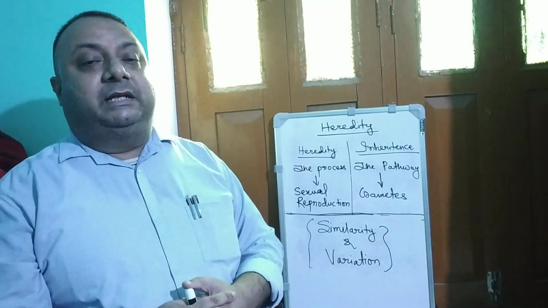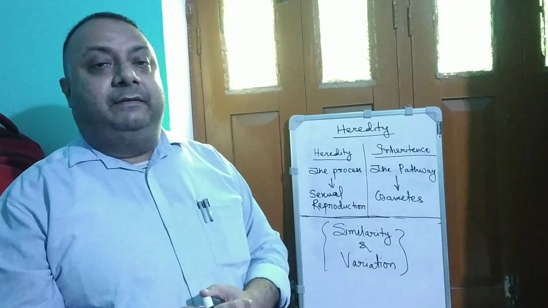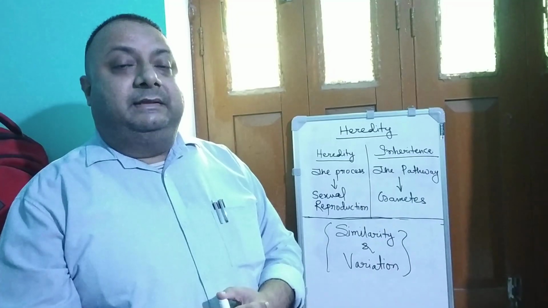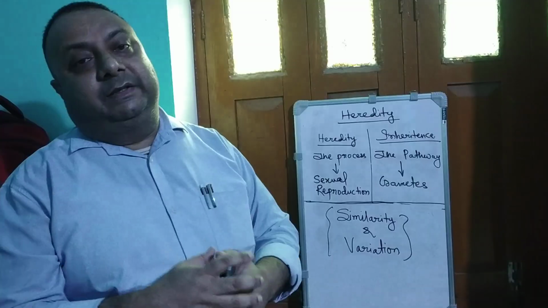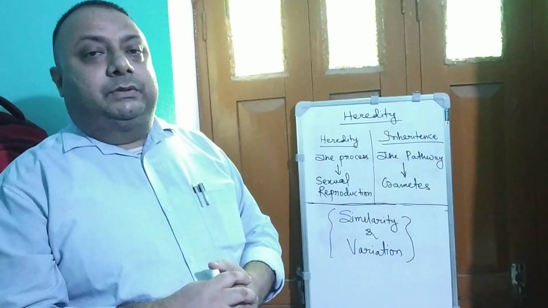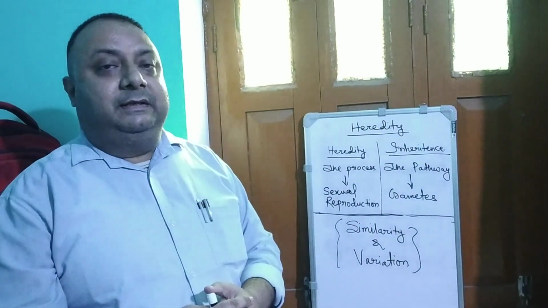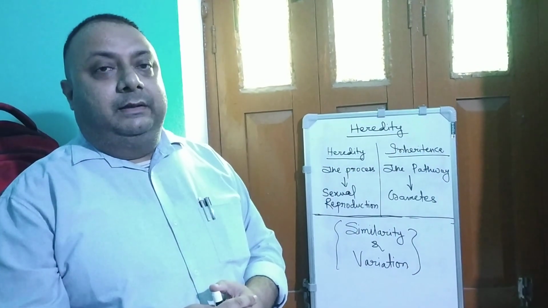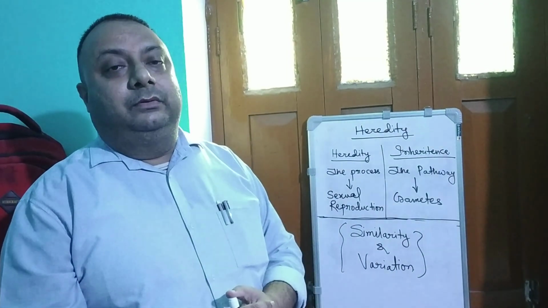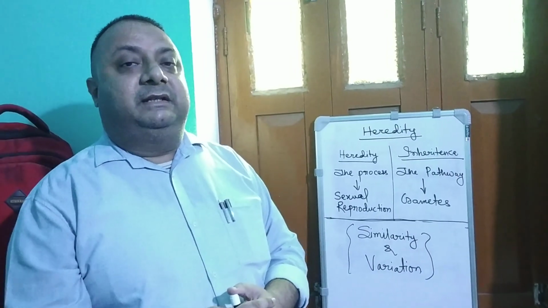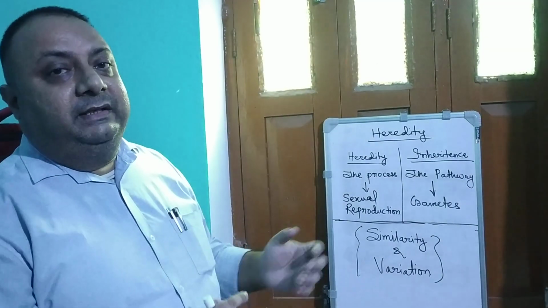So you know that sexual reproduction is the process by which the parents transfer their characters from one generation to another generation. In studying this chapter, we have two terms, that is heredity and inheritance. Basically these seem very similar to each other, but there is a basic difference between heredity and inheritance. So let's see what is the difference.